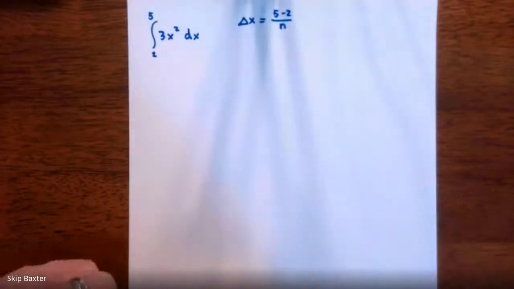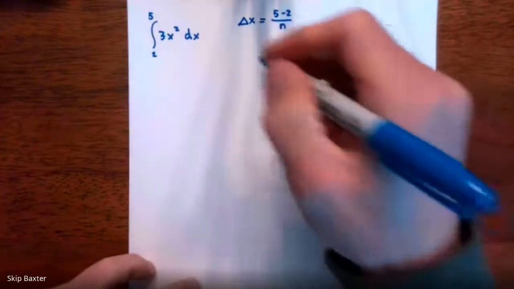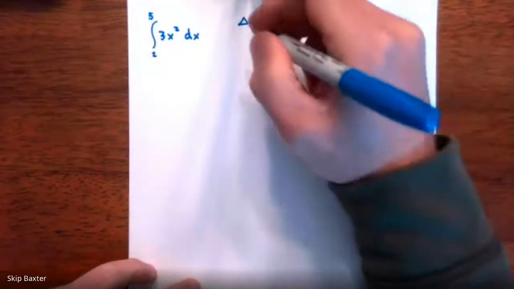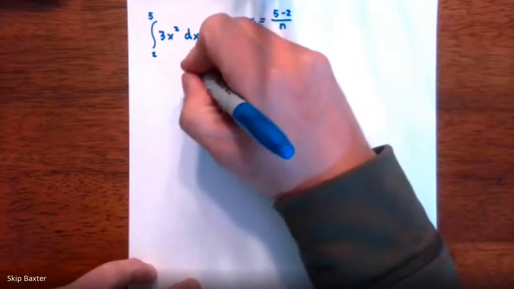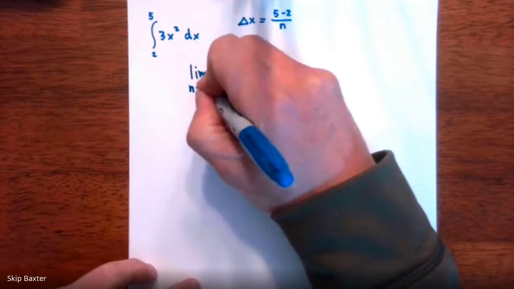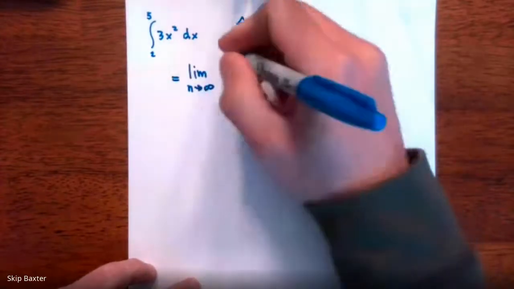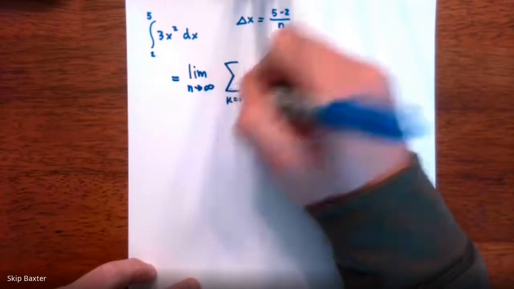So what we're going to do here is we're going to take the limit as n goes to infinity. This is equal to that. The limit as n goes to infinity of the sum k equals 1 to n.